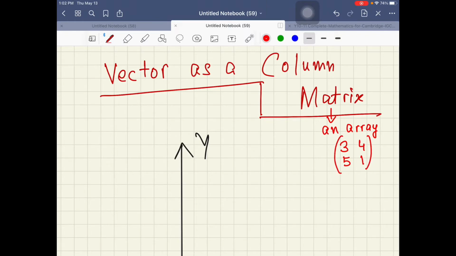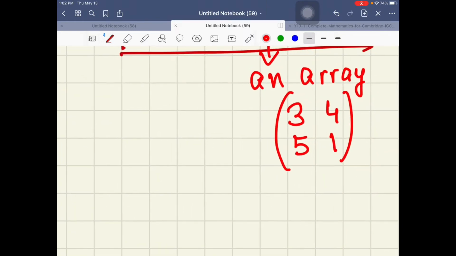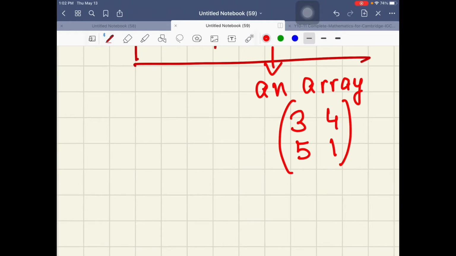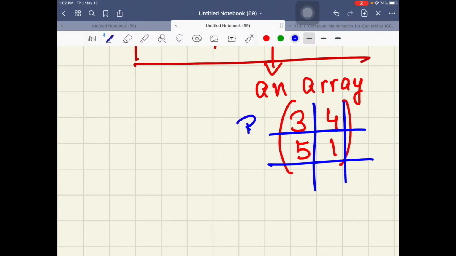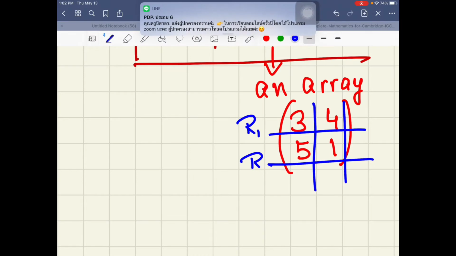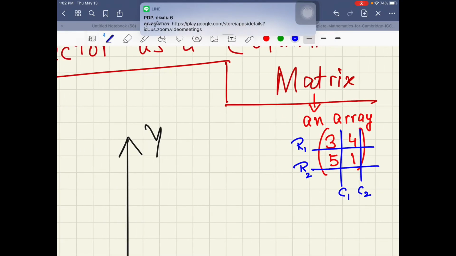You can see that we have four numbers here, 3, 4, 5, 1. These numbers are arranged in two rows and two columns. So arrangement or array of numbers in rows and columns. These are rows, row 1, row 2, and these are columns, column 1 and column 2. So when we arrange numbers in rows and columns, that's called a matrix.